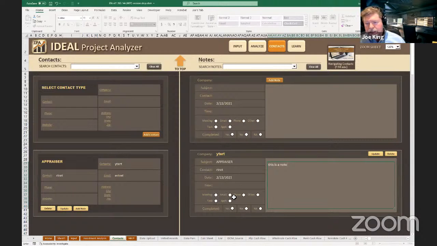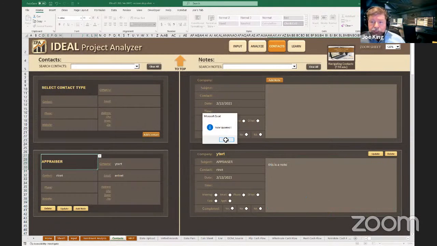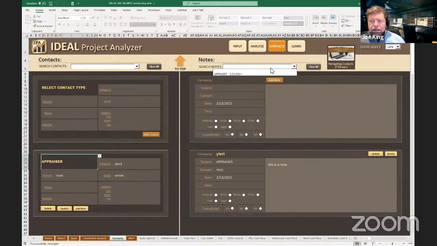And you could say it was a meeting, email, whatever, whether or not you completed it or not. And then you update it. And then once it's updated, you actually have a list of all of your notes up here in search notes.